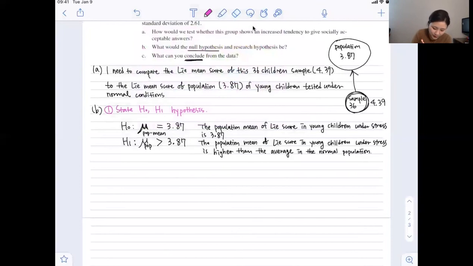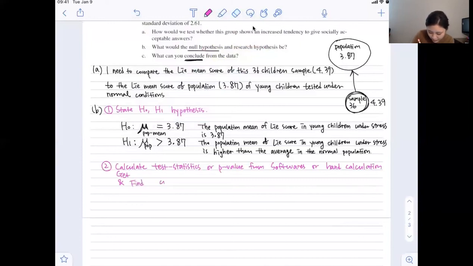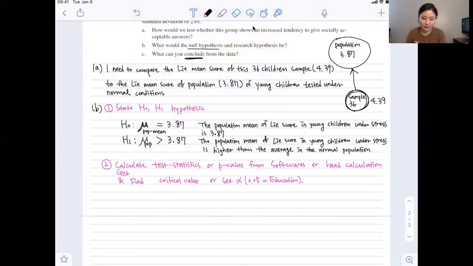We need to calculate the test statistic, using software or hand calculation. And we need to find the critical value, or we need to set alpha, which is usually 0.05 in education. And then we need to make a comparison. Because this is just a comparison of the sample mean and population mean, this is a one sample t-test.